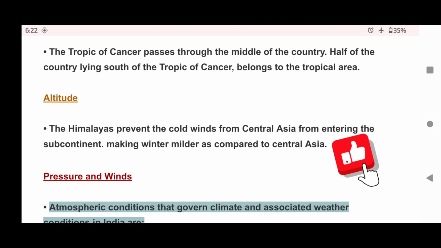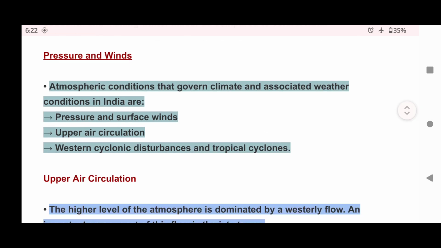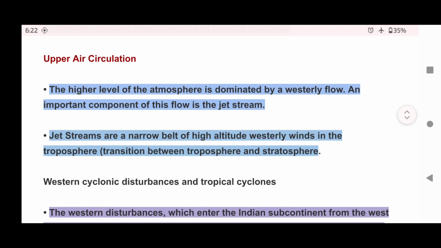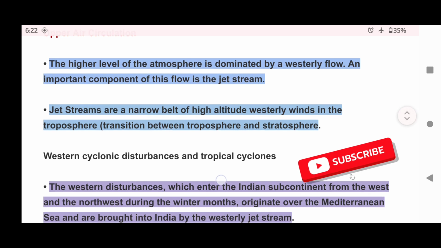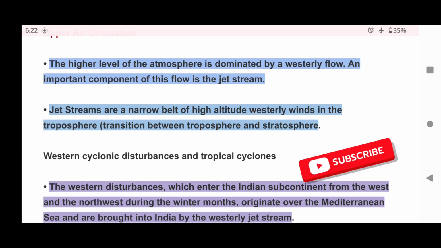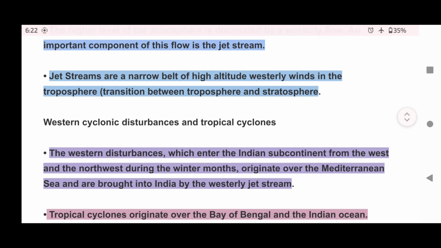Pressure and winds. Atmospheric conditions that govern climate and associated weather conditions in India are pressure and surface winds, upper air circulation, western cyclonic disturbances, and tropical cyclones. Upper air circulation. The higher level of atmosphere is dominated by a westerly flow. An important component of this flow is the jet stream. Jet streams are a narrow belt of high altitude, westerly winds in the troposphere, transition between troposphere and stratosphere.